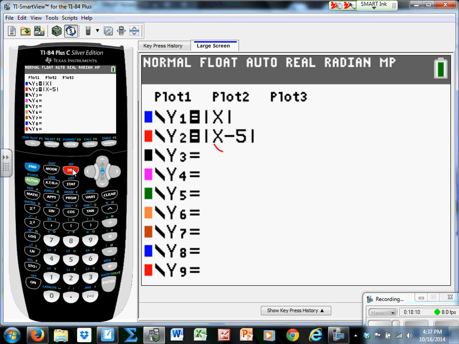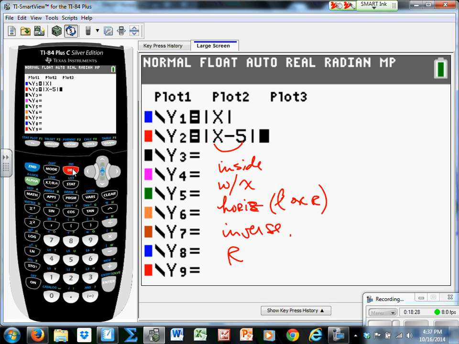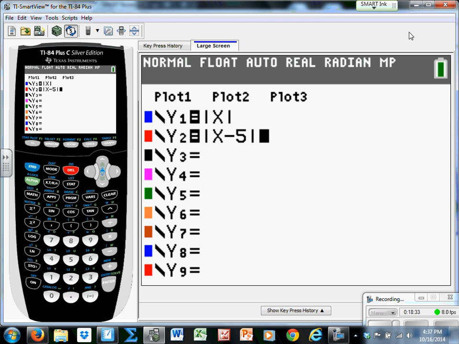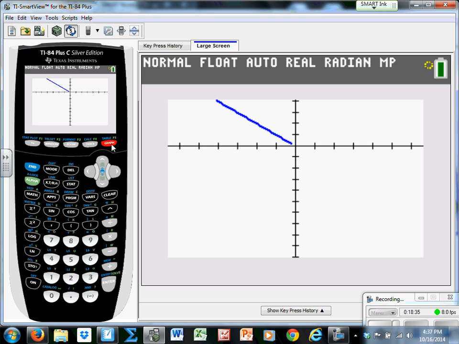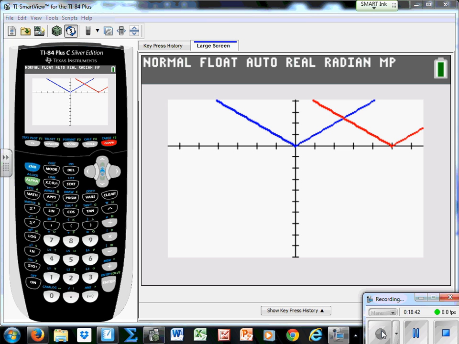So it's inside, which means it's with x, which means it's horizontal, which means left or right. And remember, it's inverse. So I think it's going to go right 5. That's what I think. Okay, so let's see what happens. Still working with that funky window we had. Here it comes. Looks like right 5 to me.